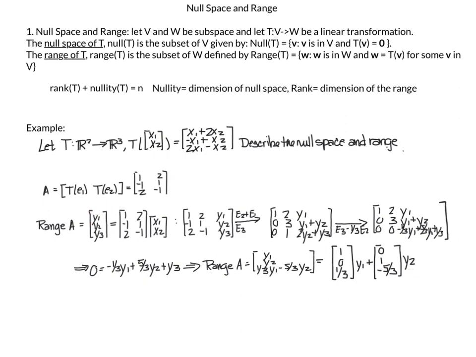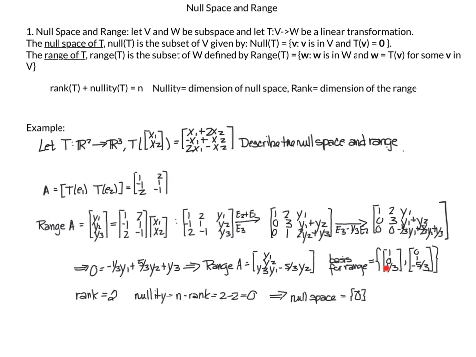So our solutions (y1, y2, y3), equal to our transformation times some vector in R2, have this form. It's a linear combination of the vectors (1, 0, 1/3) and (0, 1, -5/3), which implies (1, 0, 1/3) and (0, 1, -5/3) is a basis. So I've written that here: (1, 0, 1/3) and (0, 1, -5/3) is a basis for the range.